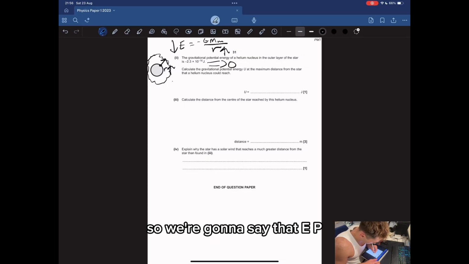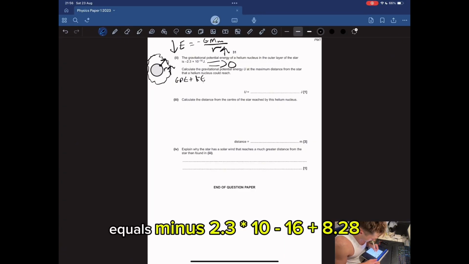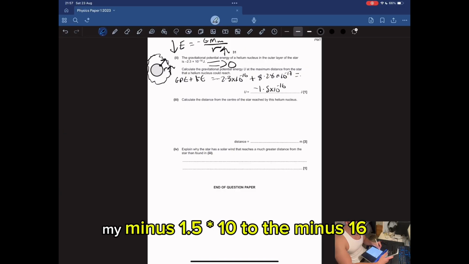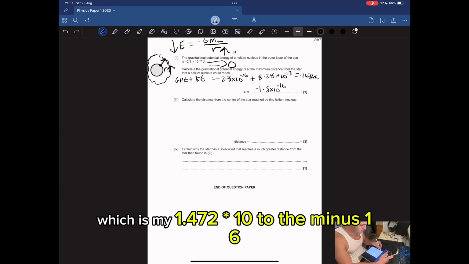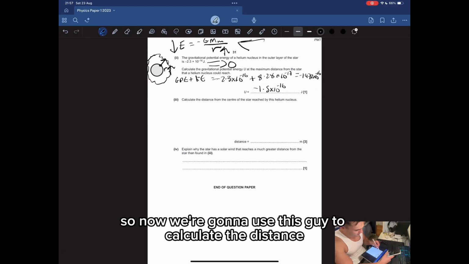So we're going to say that GPE plus KE equals minus 2.3 times 10 to the minus 16 plus 8.28 times 10 to the minus 17, which is minus 1.5 times 10 to the minus 16, which is minus 1.472 times 10 to the minus 16. So this is our maximum GPE, right? So now we're going to use this to calculate the distance.